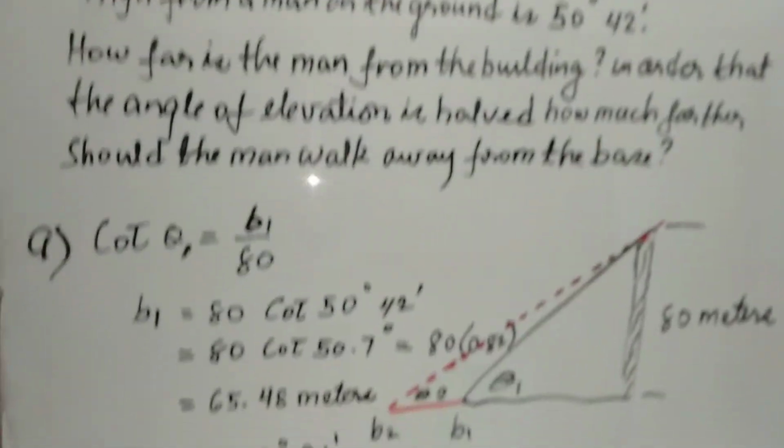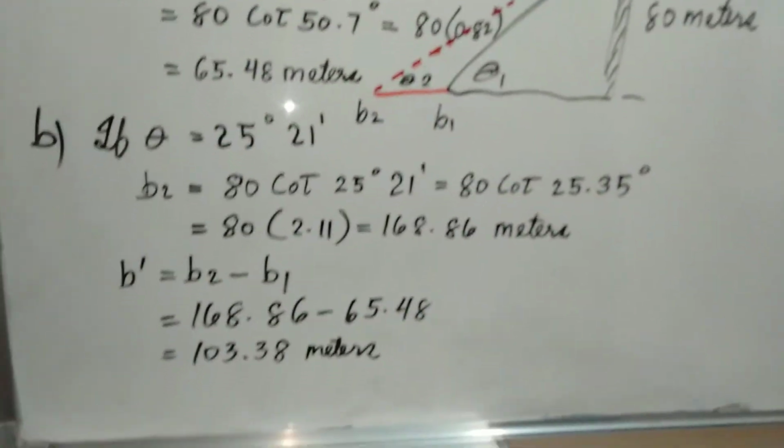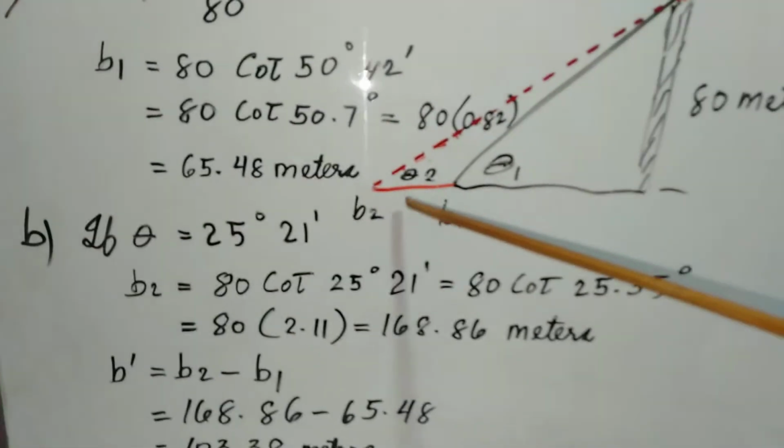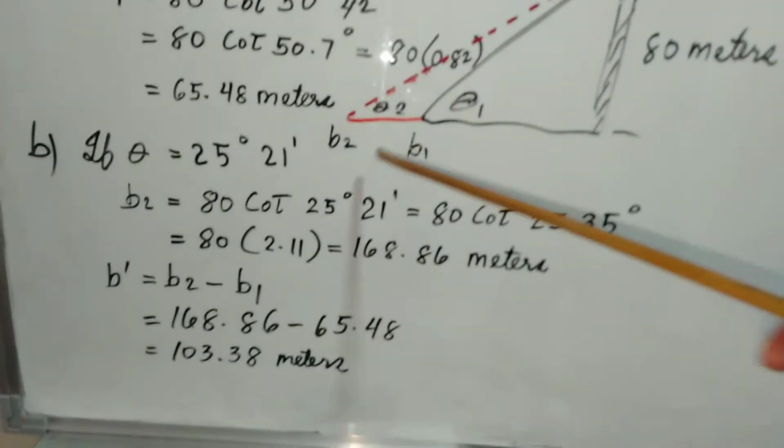So that is the distance from B2 to B1. So we go to number 3.